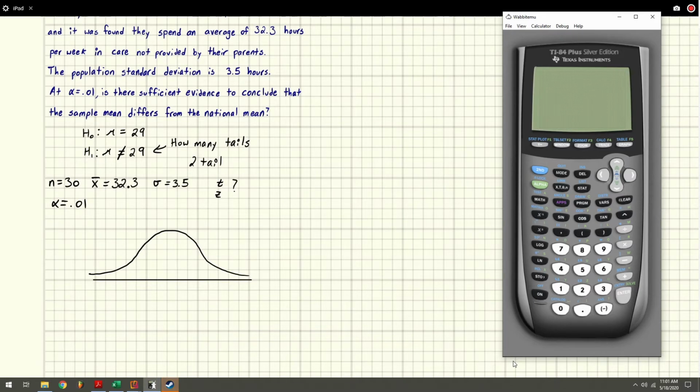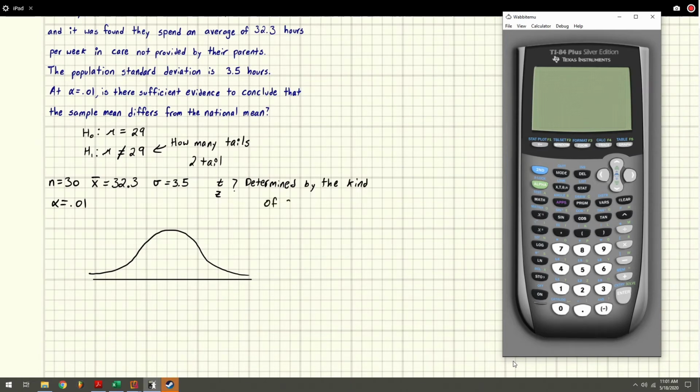Well, we know this by the kind of standard deviation. So it's determined by the standard deviation, by the kind of standard deviation. So I'm just going to write standard deviation. What do I mean by that? Is it a population or is it a sample standard deviation?